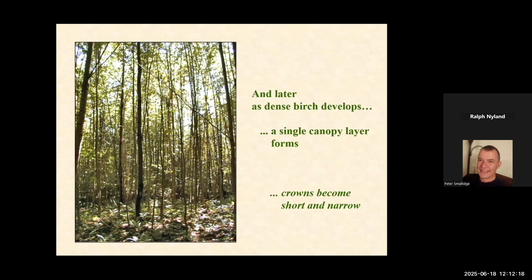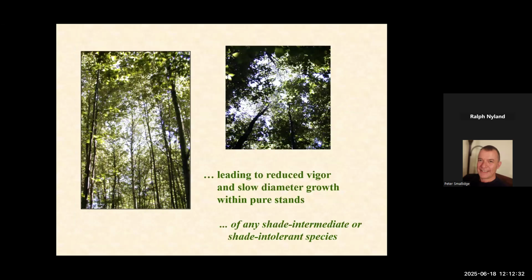As it develops, the dense birch develops into a single canopy layer, and the crowns become short and narrow because this is only a mid-tolerant species. And the crowns become thin, they become constricted. You begin to see openings around the crowns of some trees, and that slows diameter growth when these species occur in pure stands. That also would be true of other intermediate and shade-intolerant species.